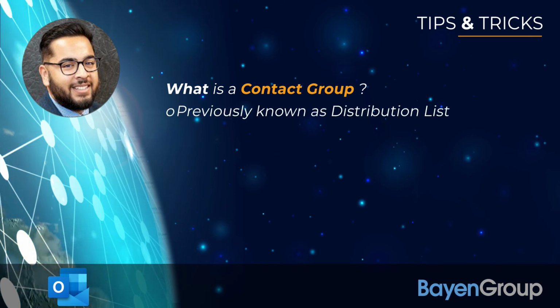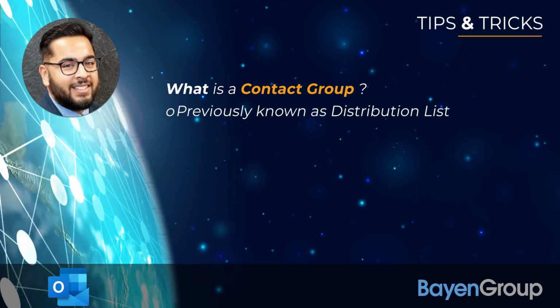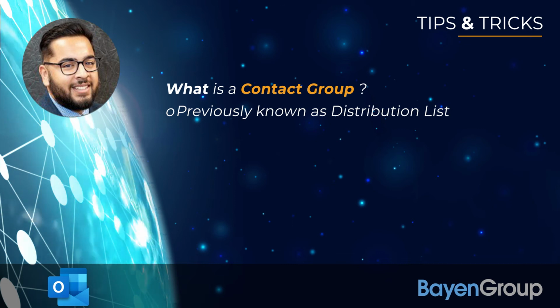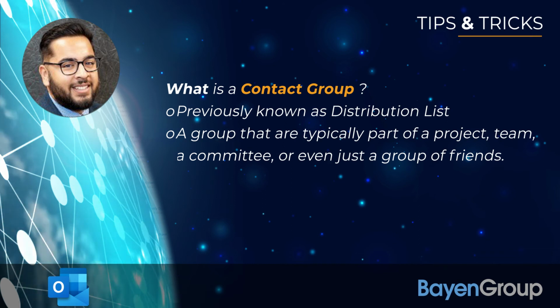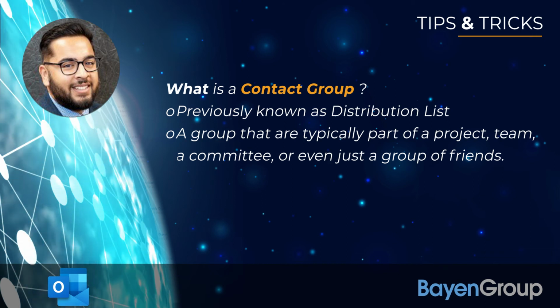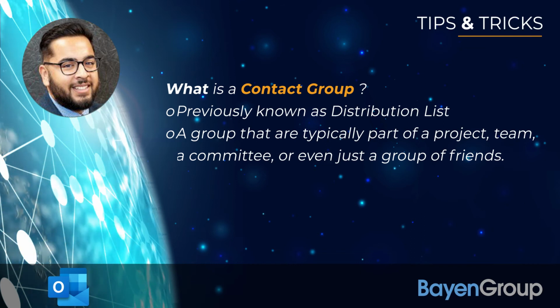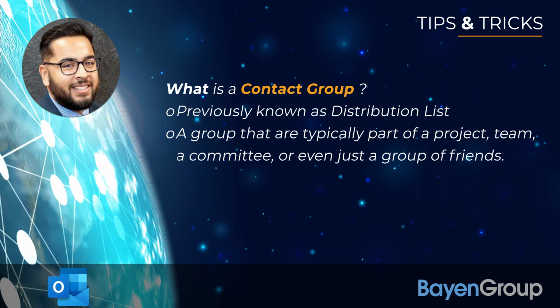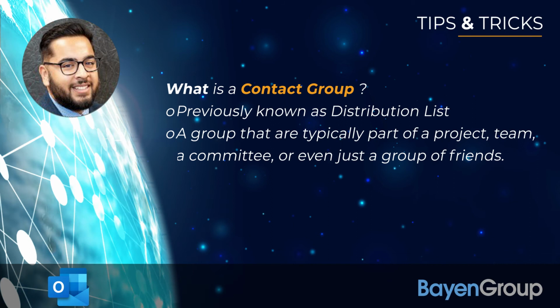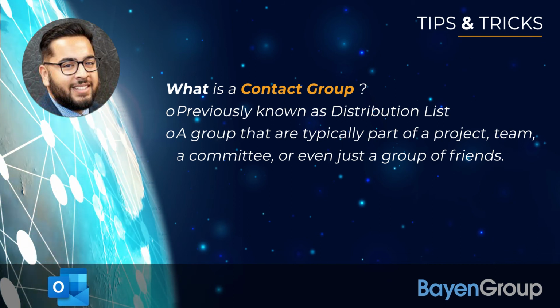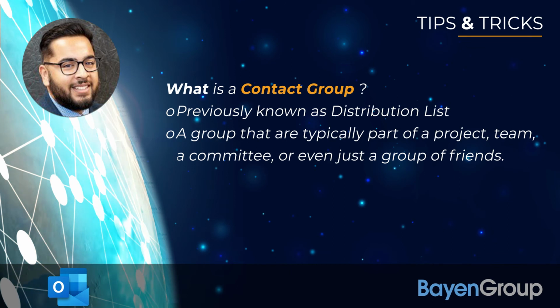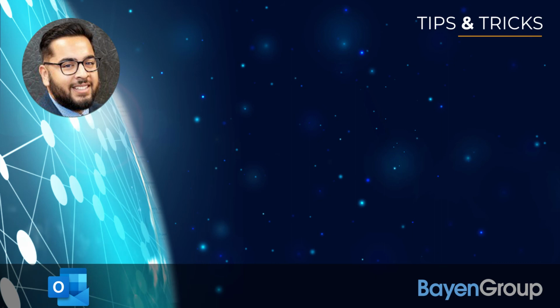A contact group is what was previously known as a distribution list, and a contact group is a group of users that are typically part of a project, a team, a committee, or even just a group of friends. The benefit of a contact group is that you can add members to a contact group and save their email addresses as a group. So next time you're emailing your group of friends, you don't have to type out each email address.